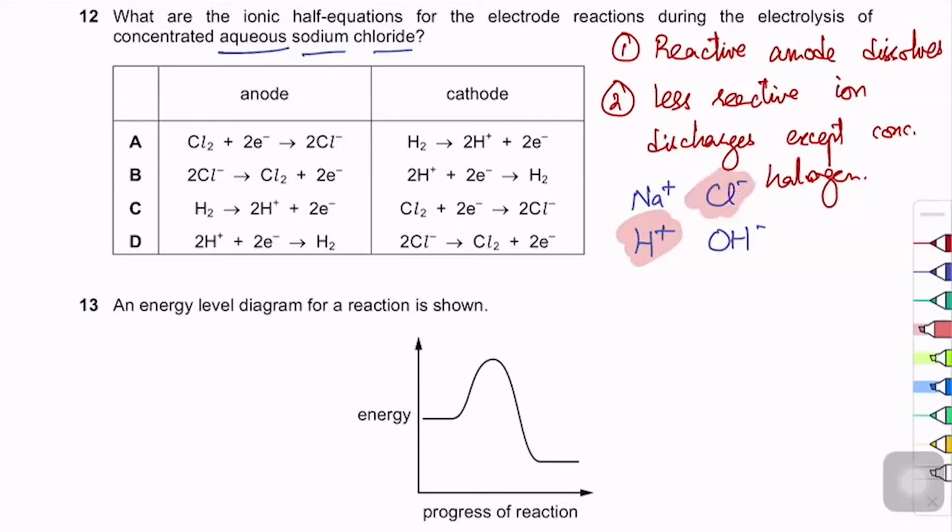So that tells me this is going to be hydrogen on one side and chloride on the other side. Now the question is, where does hydrogen go? Cathode or anode? Remember, H positive is a cation, so it must go to the cathode. So look for the equation with H positive in there.